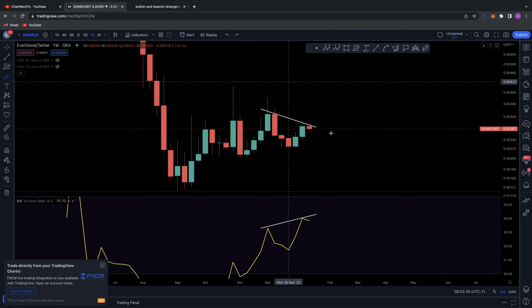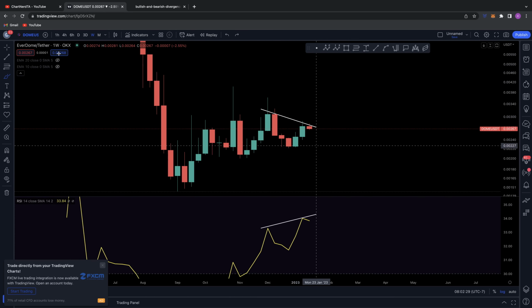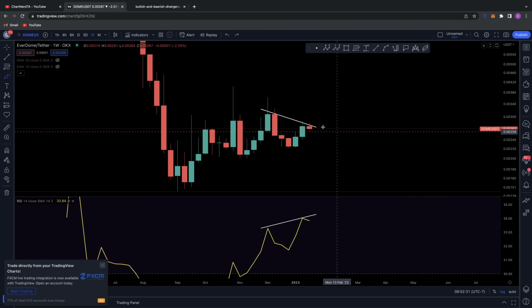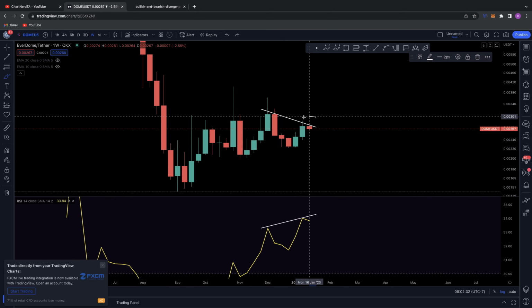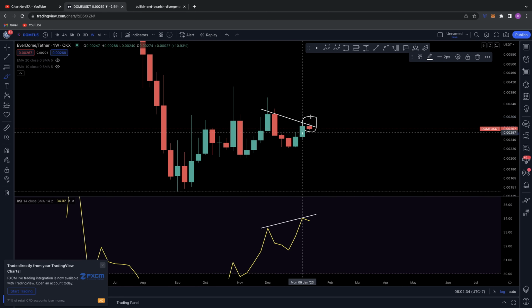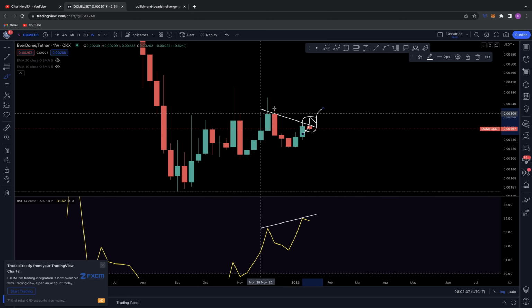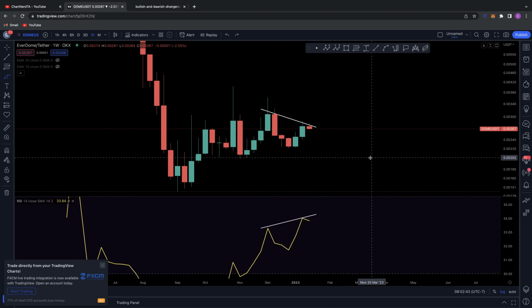Now, this means that potentially we're looking to retrace here. To invalidate this, what we need to see Everdome do is break out of this resistance and put in a new high above the high that we've created for ourselves here on the 5th of December. So again, this is something to keep in mind.